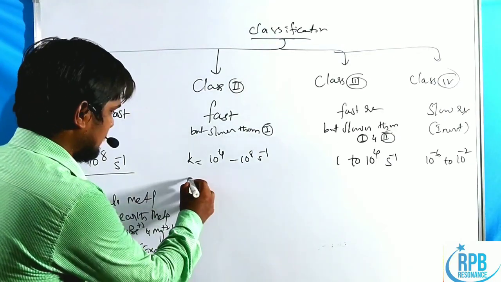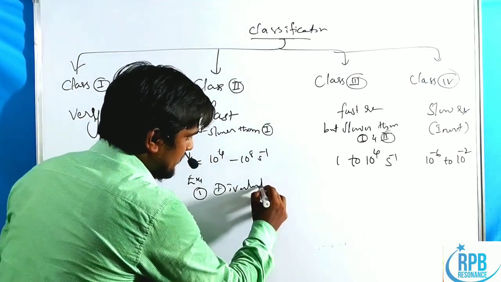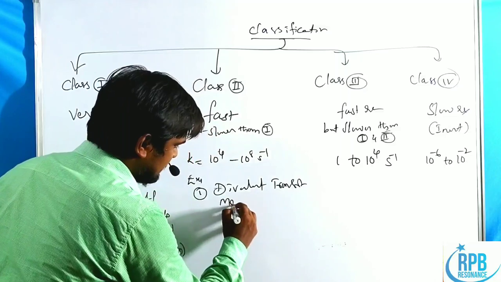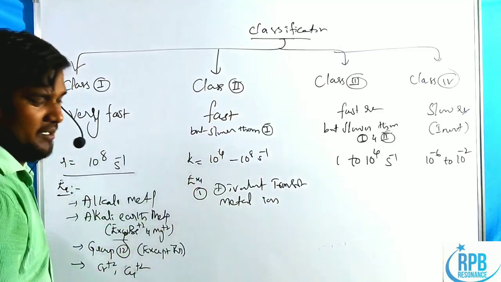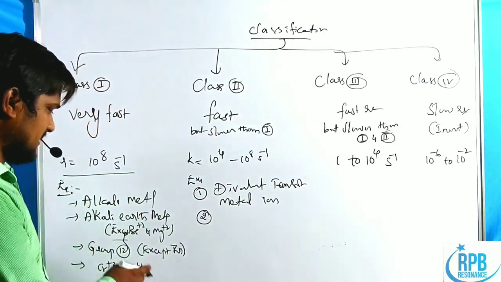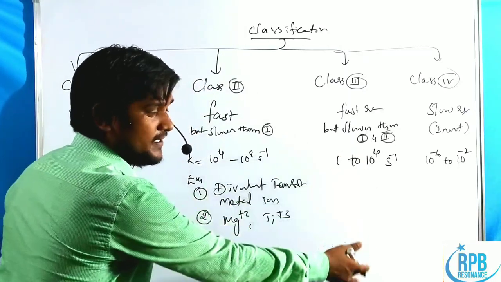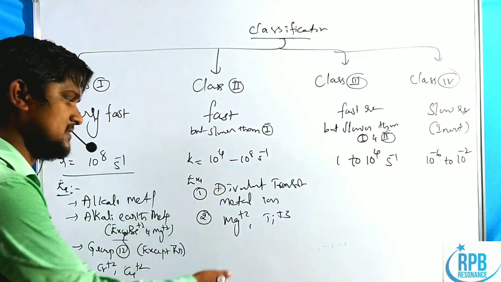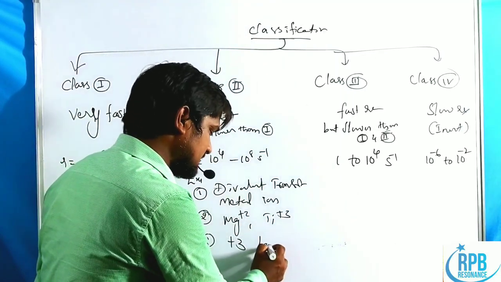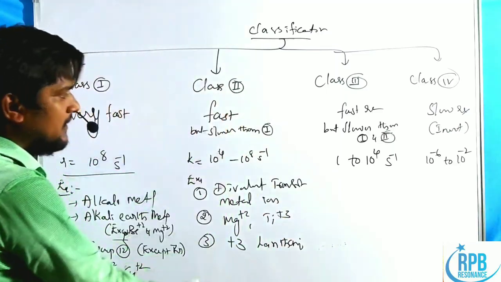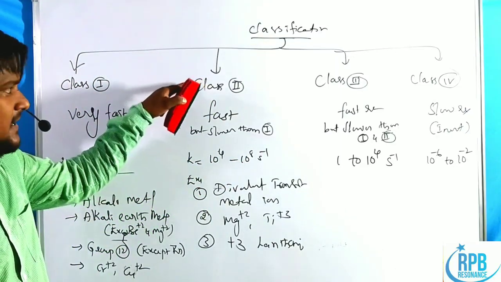Now let us go through the second class elements. The examples are divalent transition metal ions and trivalent transition metal ions, which are included in class 2 elements. Again, there are some exceptions, such as Mg plus 2 and titanium plus 3. One of the plus 3 elements will show more water exchange reactions. Again, trivalent lanthanides, plus 3 lanthanides, lie in the 10 to the power 4 to 10 to the power 8 rate constant range, which is why they are considered class 2 elements.